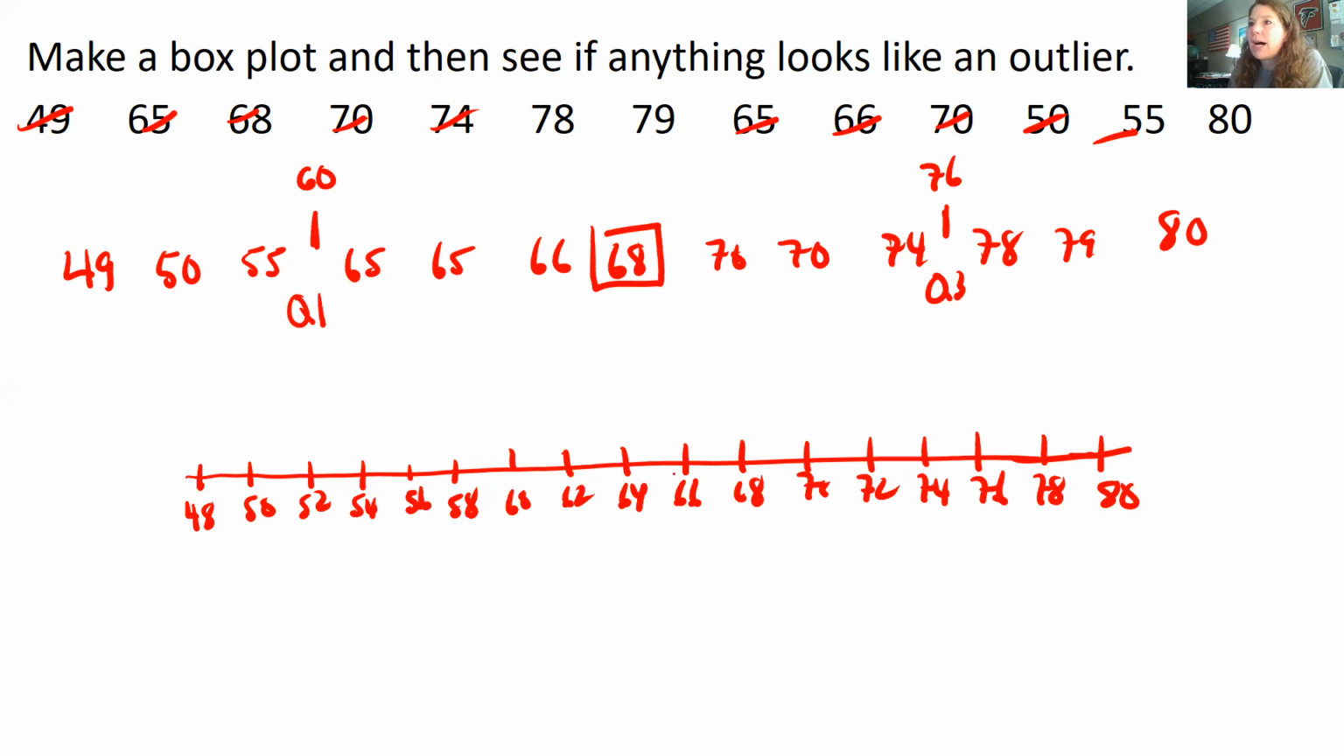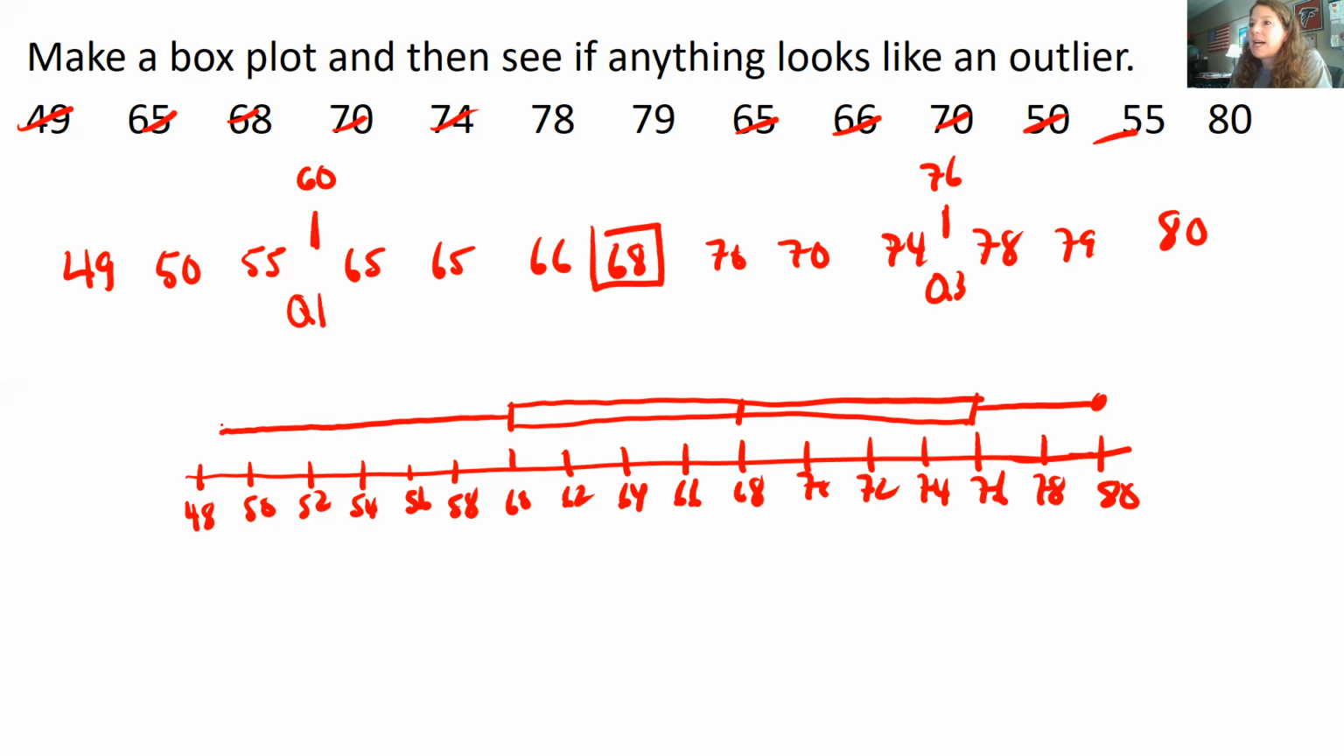All right, so our box goes from lower quartile to upper quartile, 60 through 76. That's the middle 50% of our data. The line through our box is going to be pointing to 68, which is our median. And then our biggest number is 80, and our smallest number is down here at 49. All right, so that's how you make your box and whisker plot.